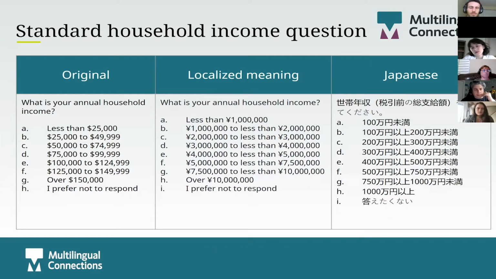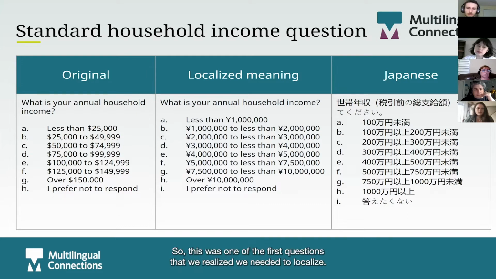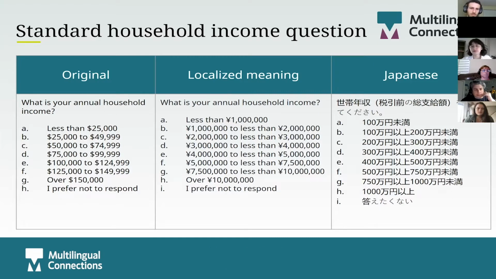in time. For example, some countries like Turkey, Russia, Peru, Argentina, among others, typically reference income as on a monthly basis and not yearly as we do here in the United States. And also some other countries reference their pay as after taxes are taken out, which is also different. So this was one of the first questions that we realized that we needed to localize. And that was done based on how income range is typically expressed in Japan.